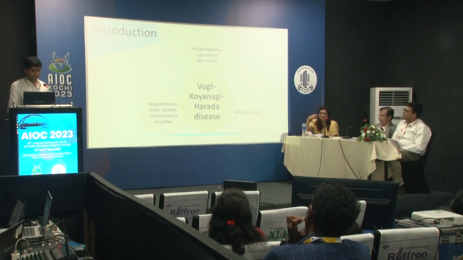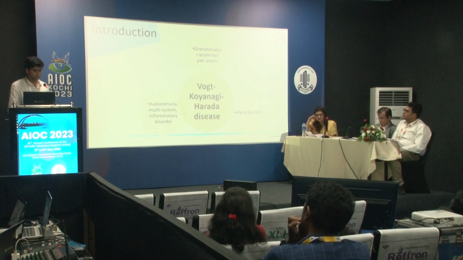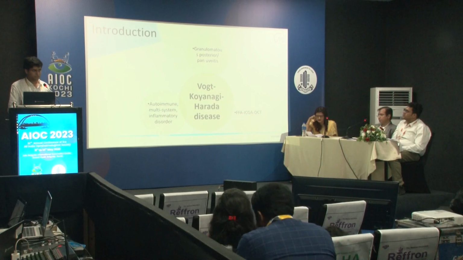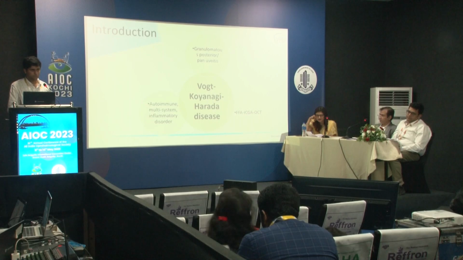As we all know, VKH disease is an autoimmune multi-system inflammatory disorder directed against melanocytes with ophthalmic, neurologic, otologic, and dermatological manifestations. In the eye, it presents as granulomatous posterior and panuveitis with diffuse choroiditis, vitritis, serous retinal detachment, and cystoid macular edema. Though the diagnosis is practically clinical, we can use FFA, ICG, and OCT for confirming our diagnosis.